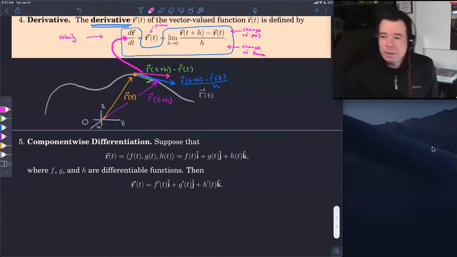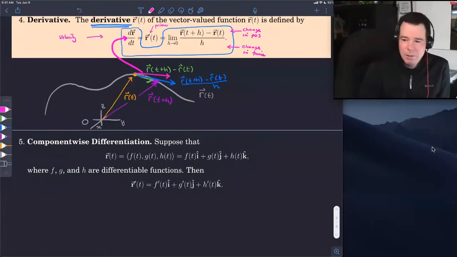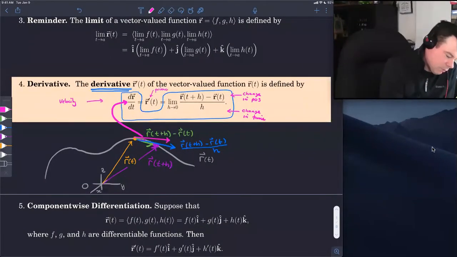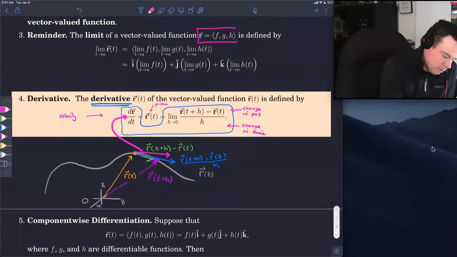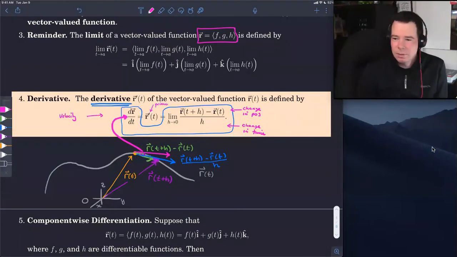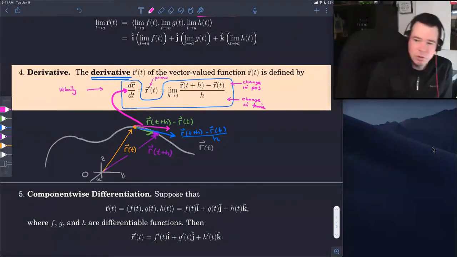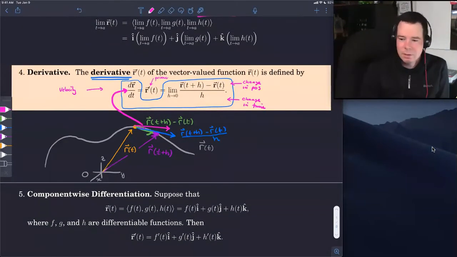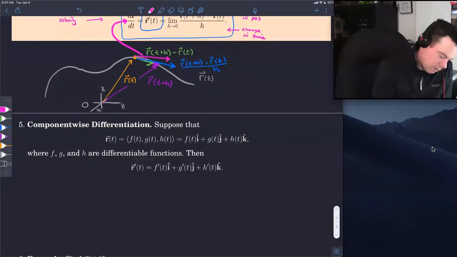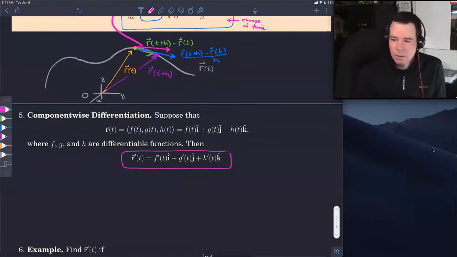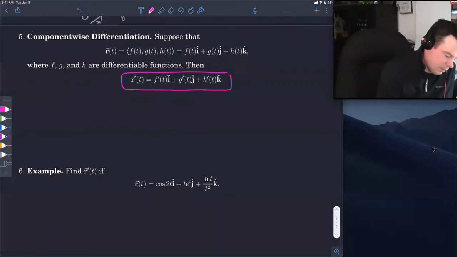So the nice thing about this is that because limits behave on components, recall above, the limit of a vector function is just the limit of its corresponding components. And the difference of two vectors is just the difference in their components. Then that tells us that the derivative of a vector function is just the derivative of its components. So let's do an example of this just to solidify that.